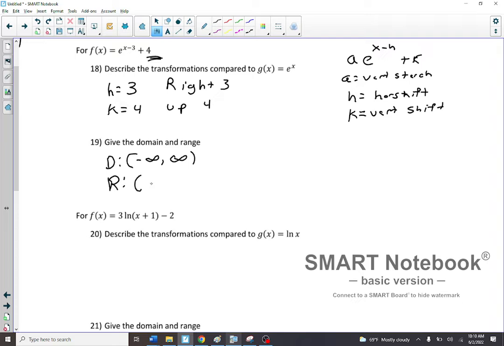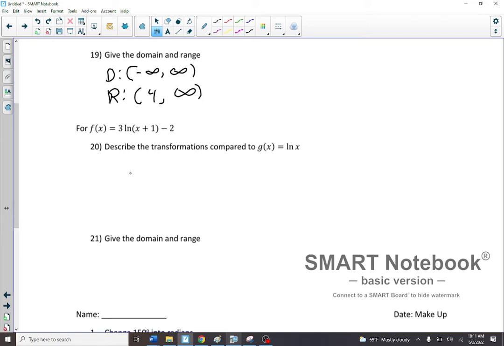Yes, but it'll never reach 4, because the e could never become 0 technically. So it's going to be 4 comma infinity. Wait, is there a bracket over it? No, it is a soft parenthesis because it'll never reach 4. There's an asymptote there. Or we could say if you were going to negative infinity, the limit is 4. It approaches 4 but never gets there.